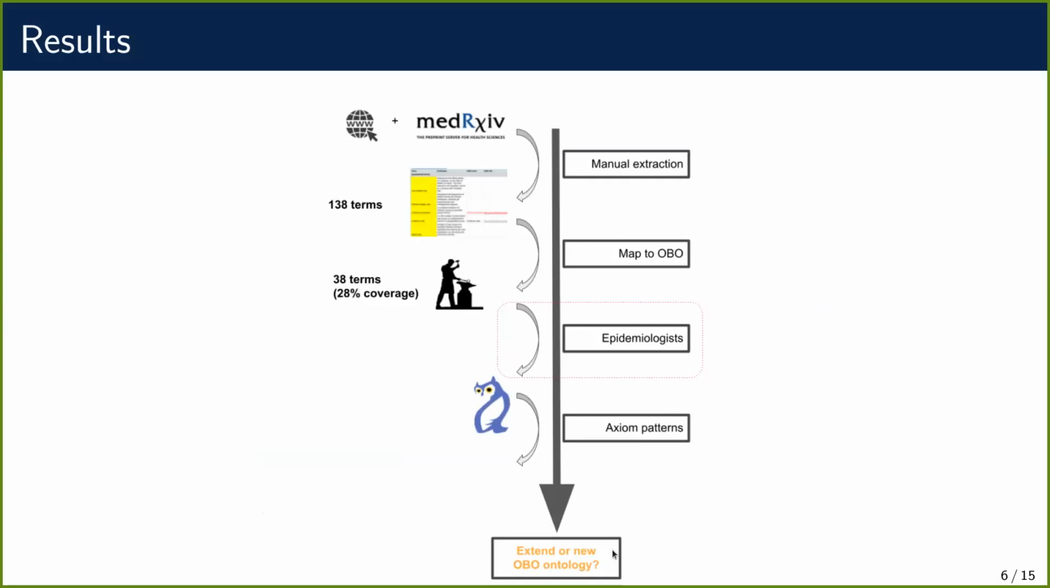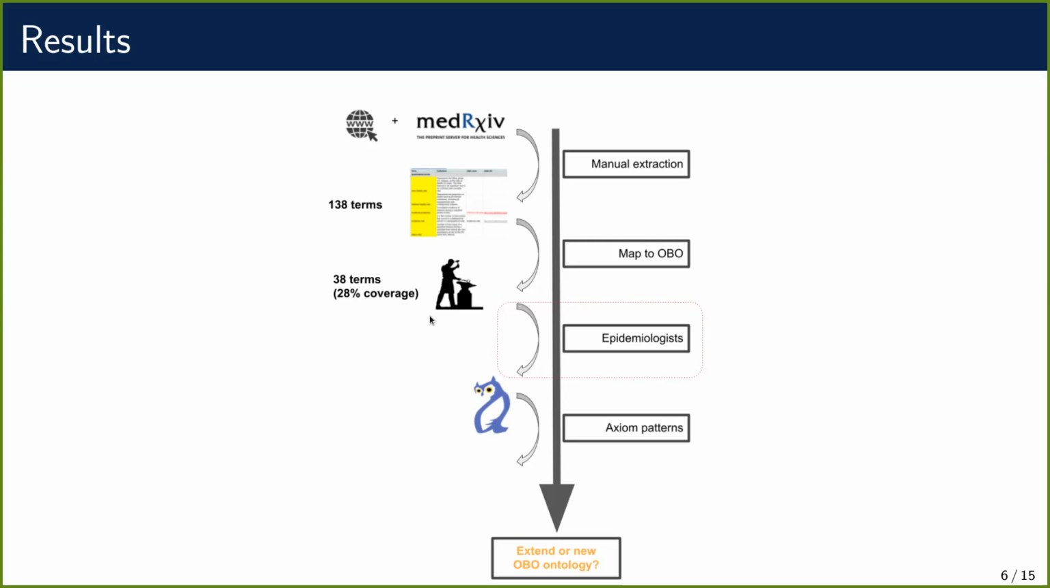So here on the left, I'm showing you our first findings. We did this manual collection from preprint servers, mainly medRxiv, but also from official public health surveillance websites like the CDC or the World Health Organization. And we extracted 138 terms, of which 100 were new terms and 38 were already covered in OBO. So as you can see, we only had low coverage in OBO, 30% coverage.